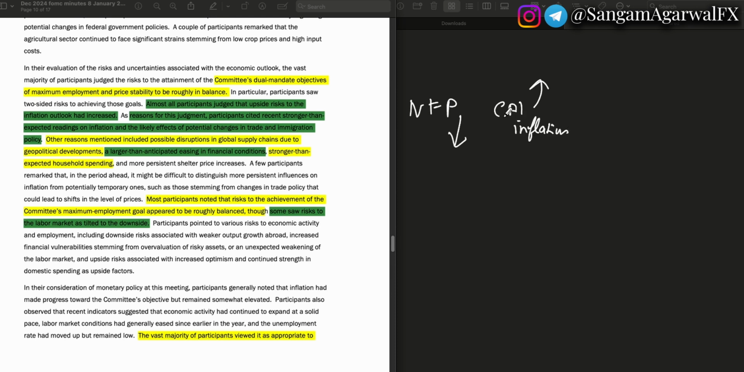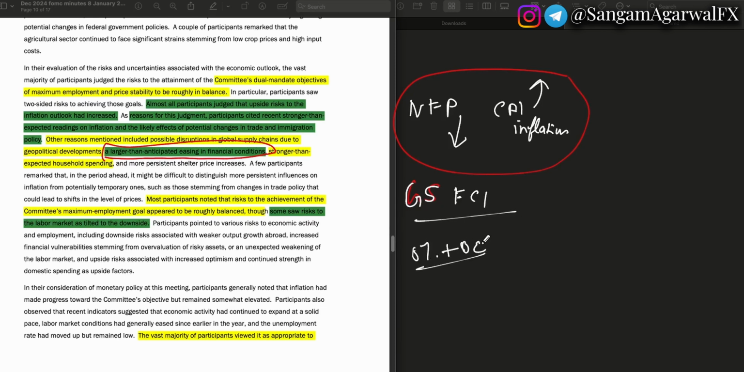That is a big change and big risk. You can read larger than anticipated easing in financial conditions. So the most important is the financial conditions index chart, especially Goldman Sachs. Based on that chart, financial conditions easing, they are giving the same result which they achieved by 0% interest rate and QE. So they have to do something, and after that NFP number, one thing is clear, the economy is overheating.